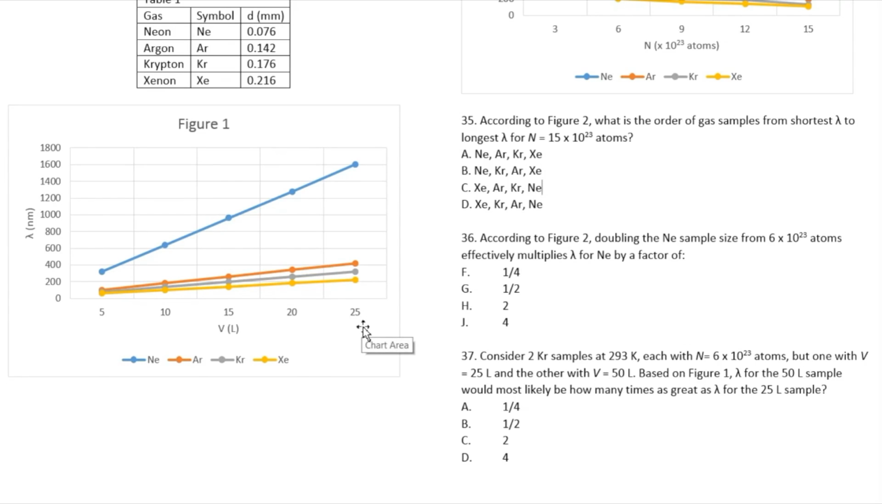So if we doubled V, went up to 50, it follows that lambda would also double as well, because this trend is very nice, it's a straight line. So if we continue the straight line beyond over here into this question, it looks like lambda would just about double. So based on that, how many times as great would lambda be for the 50 liter sample as opposed to the 25 liter sample? It would be about 2 times as great. So the correct answer here is C.